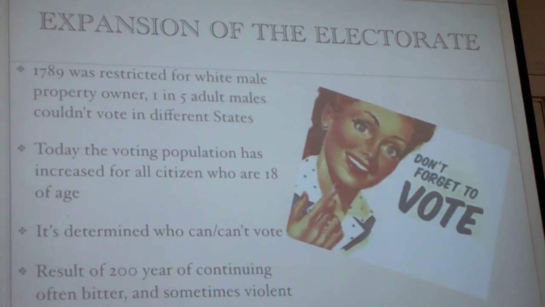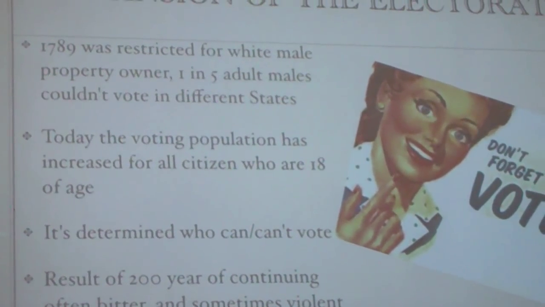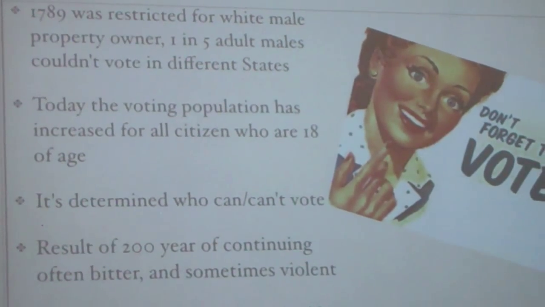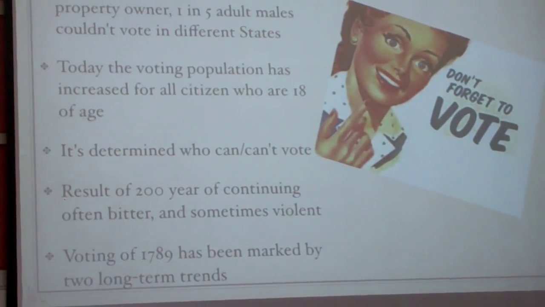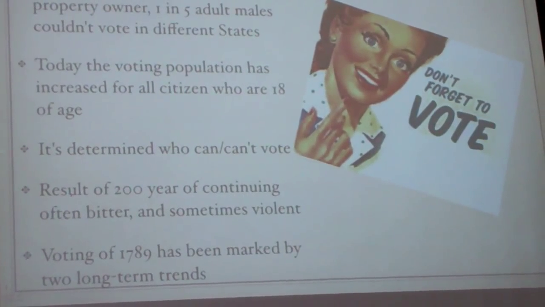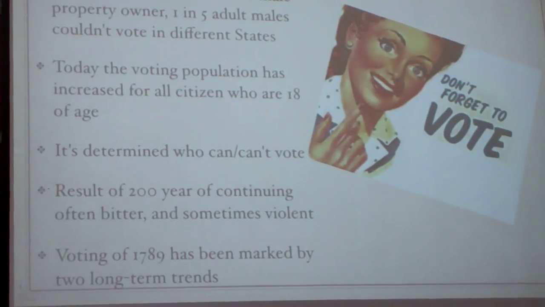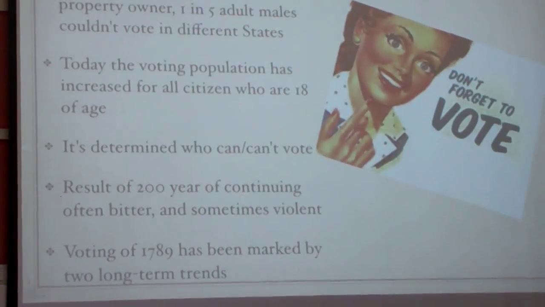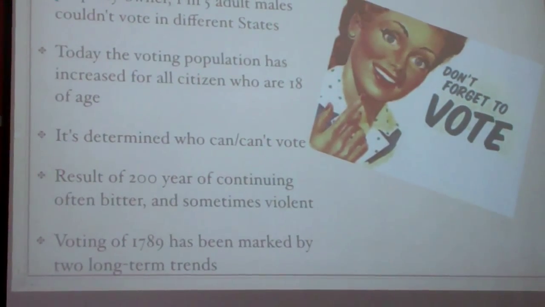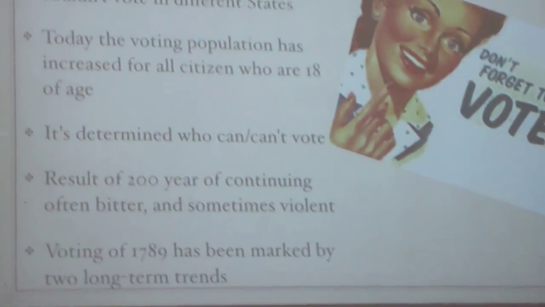Expansion of the electorate. In 1789, voting was restricted to white male property owners. One in 5 adult males couldn't vote in different states. Today, the voting population has increased to all citizens who are aged 18. It determines who can and can't vote. The results of 200 years of continued, often bitter and sometimes violent struggle. Voting since 1789 has been marked by 2 long-term trends.